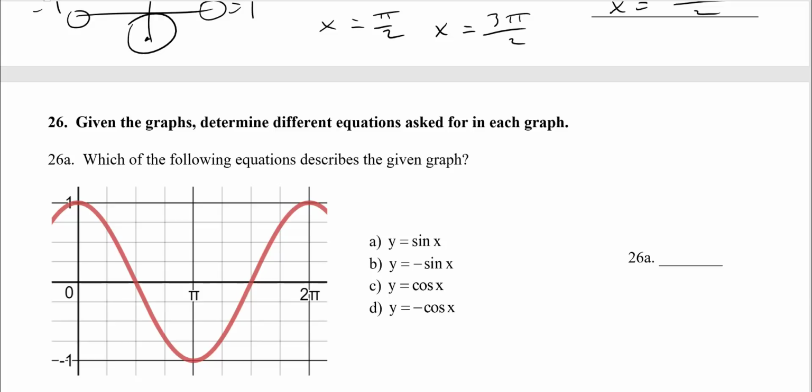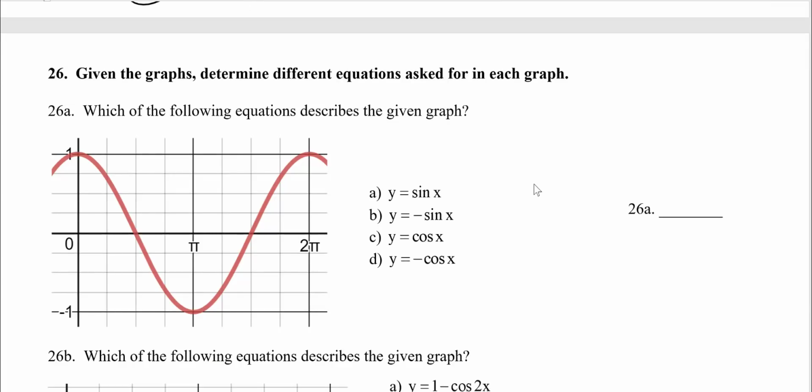All right, so let's take a look at the first one. It says, which of the following equations describes the given graph? You guys should recognize it. Of course, it's 0 to 2 pi, so it's a normal sine, cosine, or negative cosine graph. You should see that it starts at a maximum. If it starts at a maximum, it's going to be C, because it's a positive cosine graph. That's pretty easy.